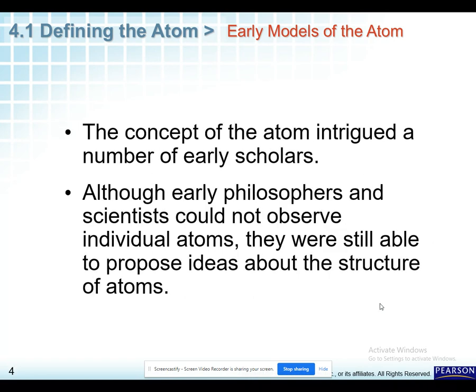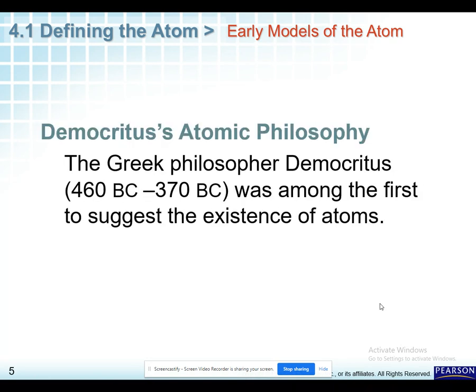So the concept of the atom actually intrigued a number of early scholars, and although early philosophers and scientists could not observe them directly, they were still able to propose ideas of the structure of atoms and the idea that they even existed at all. So the first scientist we're going to talk about and that you're going to see upcoming on your test is Democritus. And so this is Democritus' atomic philosophy.